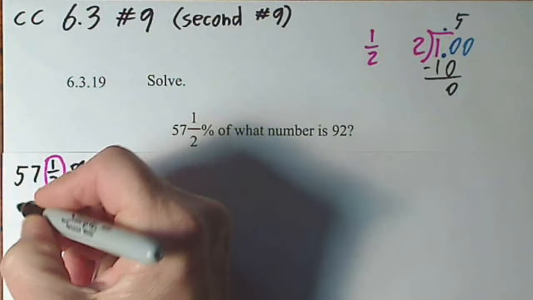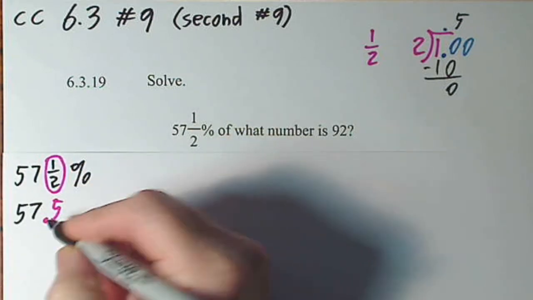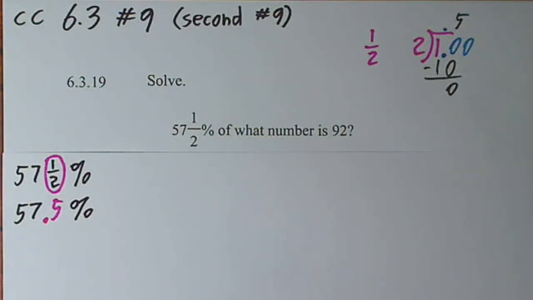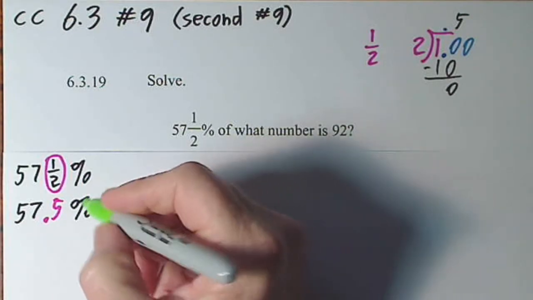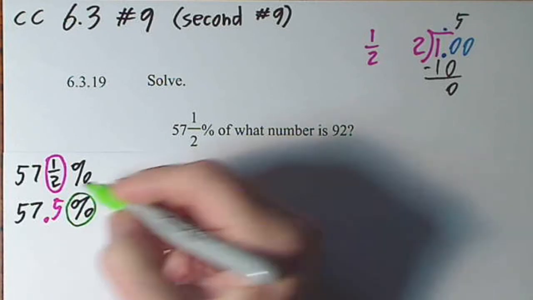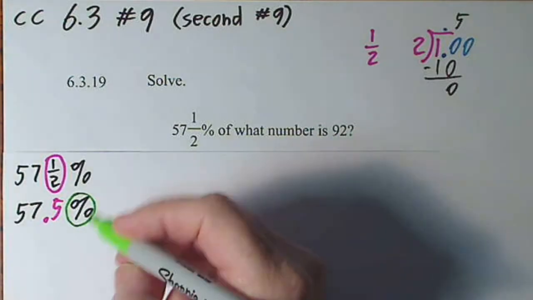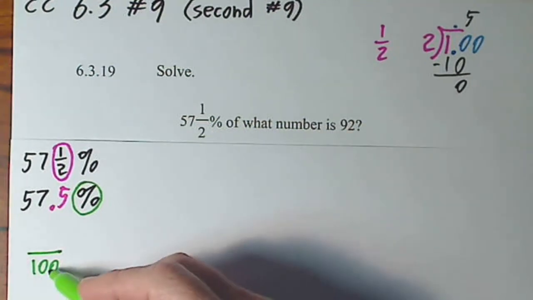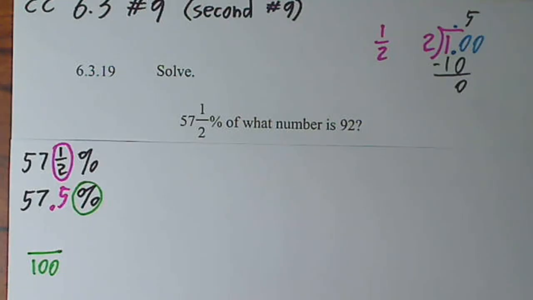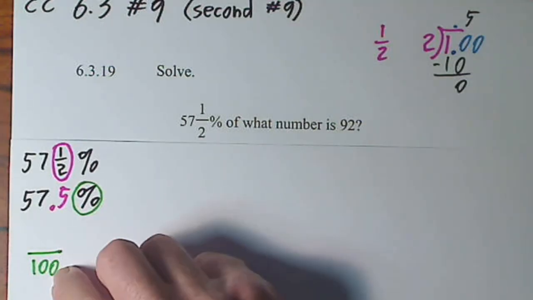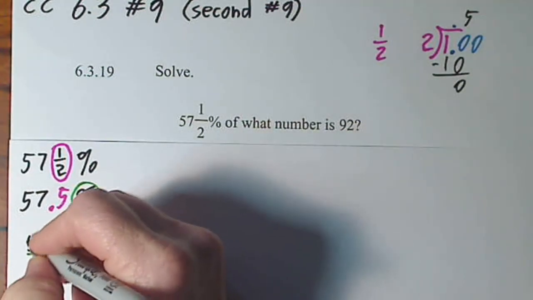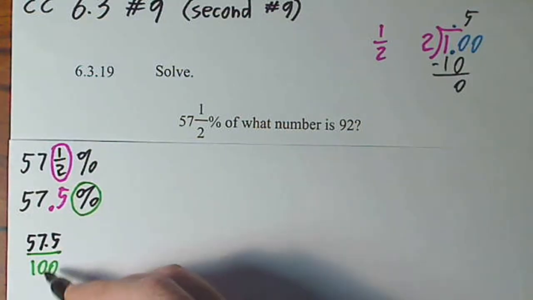Alright? So we still have 57 5/10%. Now I want to do away with the percent sign. And again, I'm going to discuss the logic, but once you know the logic, it's perfectly fine to use a bit of a shortcut. Percent means per 100. That means divided by 100. So if I'm not going to write that sign, I have to write this. So we have 57.5, or 57 5/10, divided by 100.